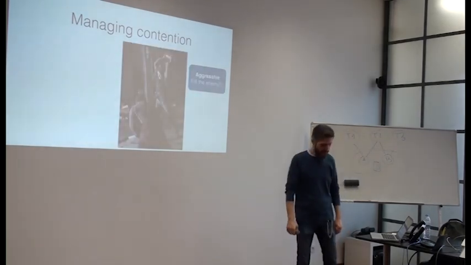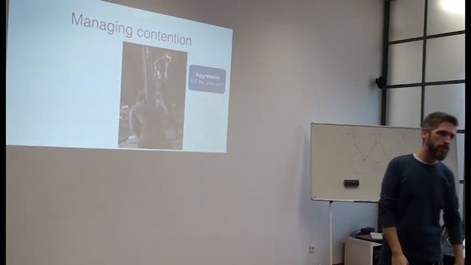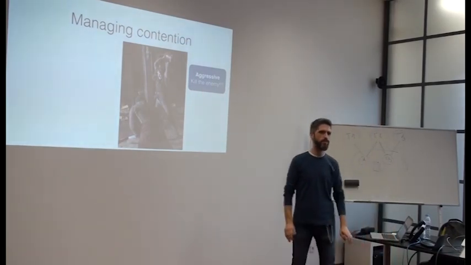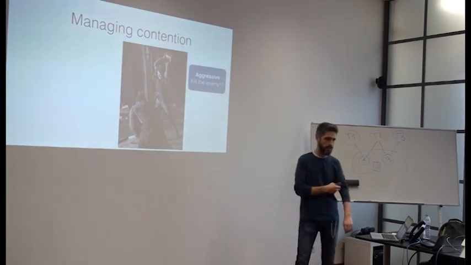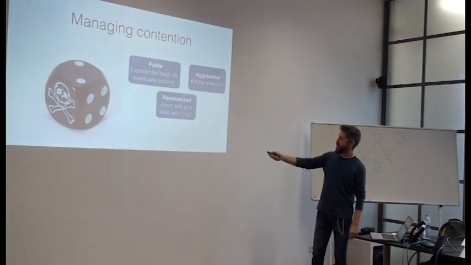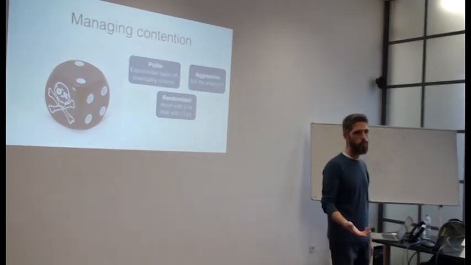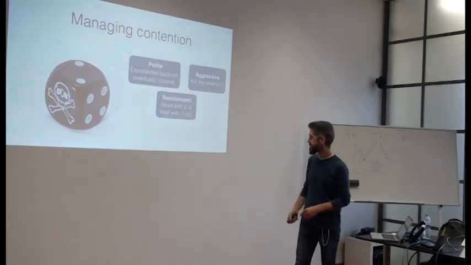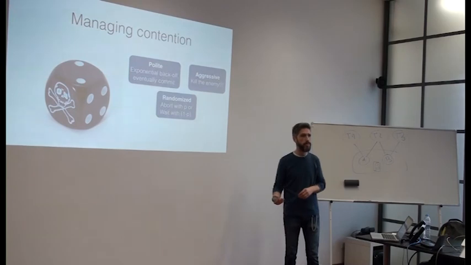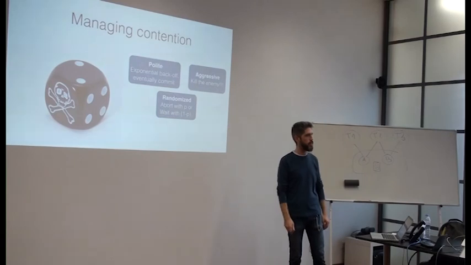We have here an aggressive in which a transaction checks that this object is already being accessed by another transaction, so kill it. I have the priority. Kill the enemy. We have the randomized in which you throw the dice and with some probability you will wait, or with the complementary probability you just abort and restart again, and probably the next time everything will be okay.